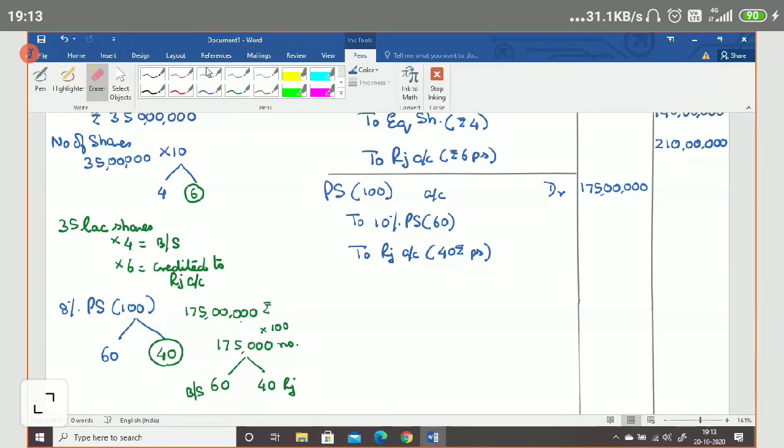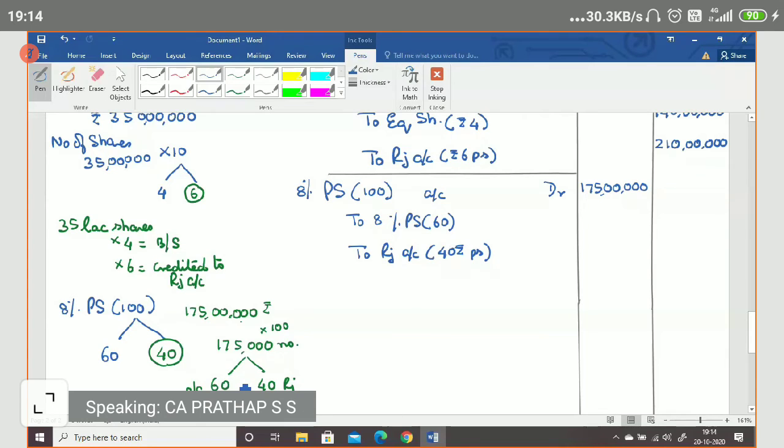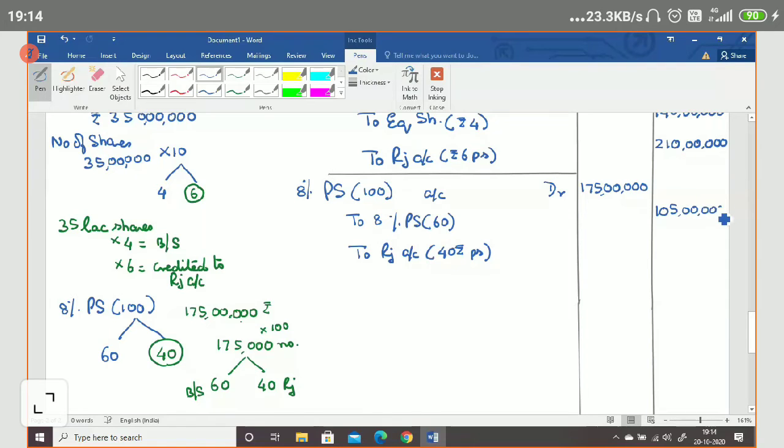Okay, I think that was the next sum. 8%. 8%. Very good. Tell me the amounts, guys. 60. And you know that this is the control figure. So 1,75,000 into 60. Tell me, guys, 1,75,000 into 60. Okay, it's 105 lakhs, correct, Lingeshwaran? Okay. Now tell me, into 40. It has to be 70 lakhs.